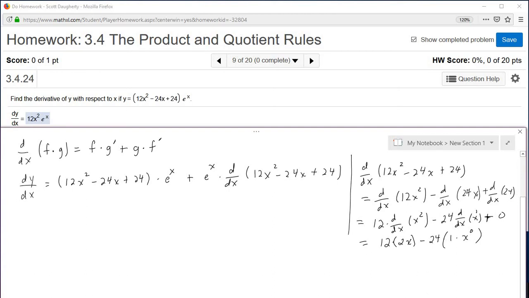But x to the 0 power is 1. So this entire thing is just negative 24 times 1, which of course is just negative 24. Okay? And then the very first piece, of course, is 24x. So you get 24x minus 24. Okay, so that's the derivative of the first function.